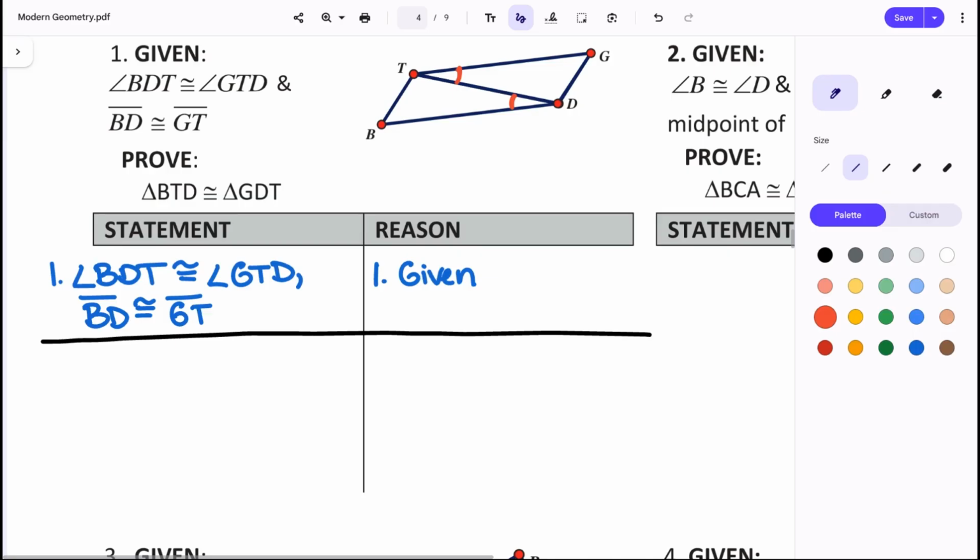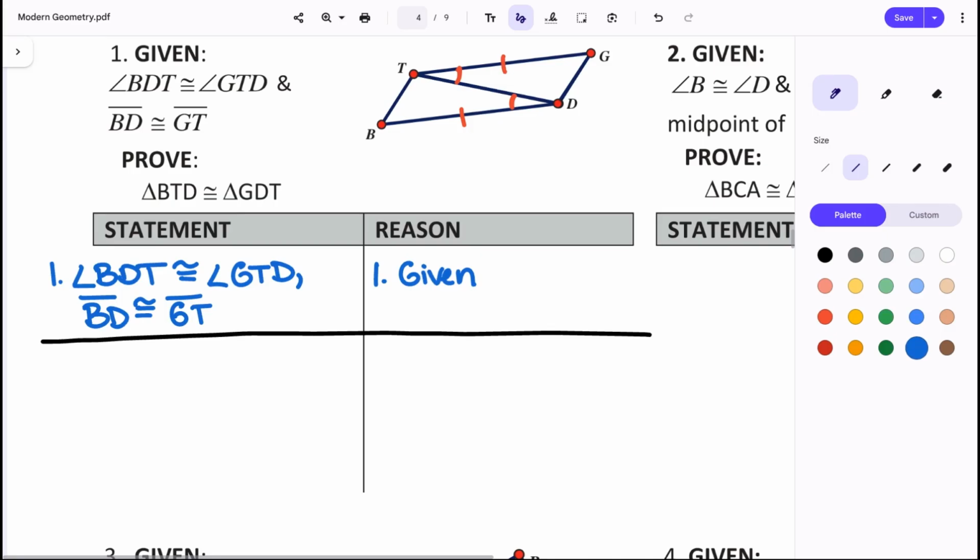Okay, so we're talking about sides now. Yeah? How do we mark up sides? Dashes. So I don't care how many dashes you put through the sides. You can decide. You want to put 1, 2, 3, whatever. So BD is like the bottom. I'm going to put 1 dash through that. And then GT is the top. We're going to put 1 dash through that.